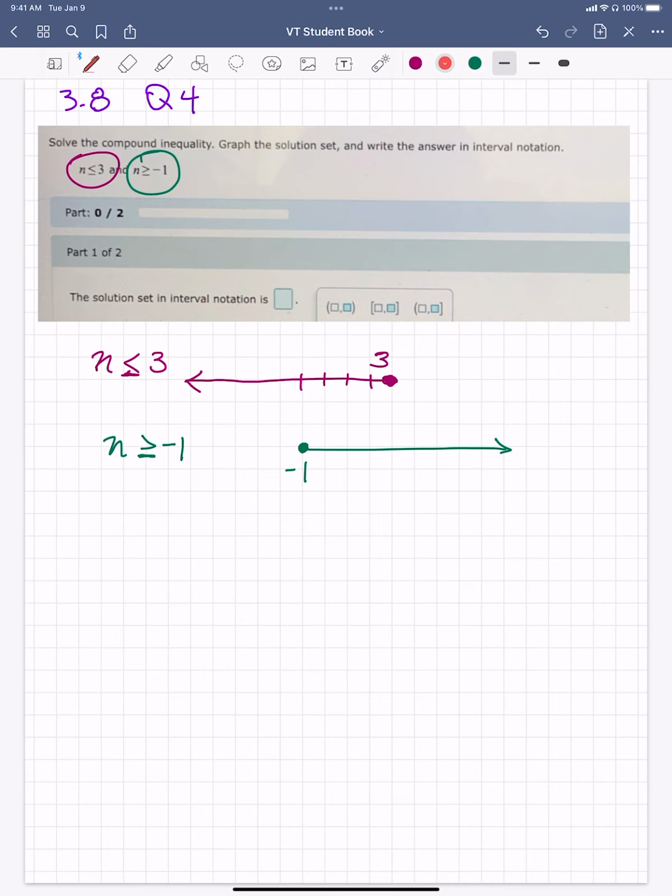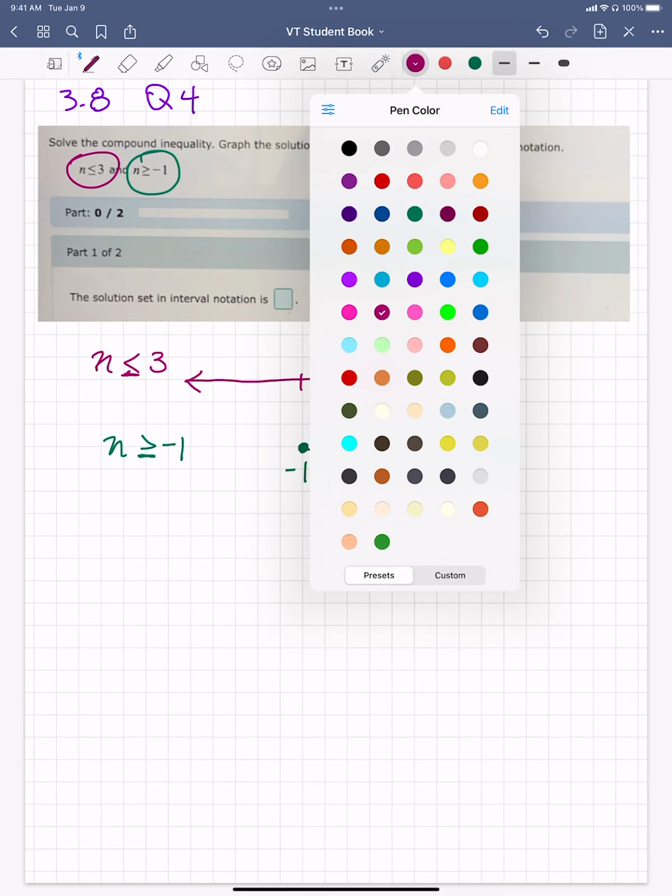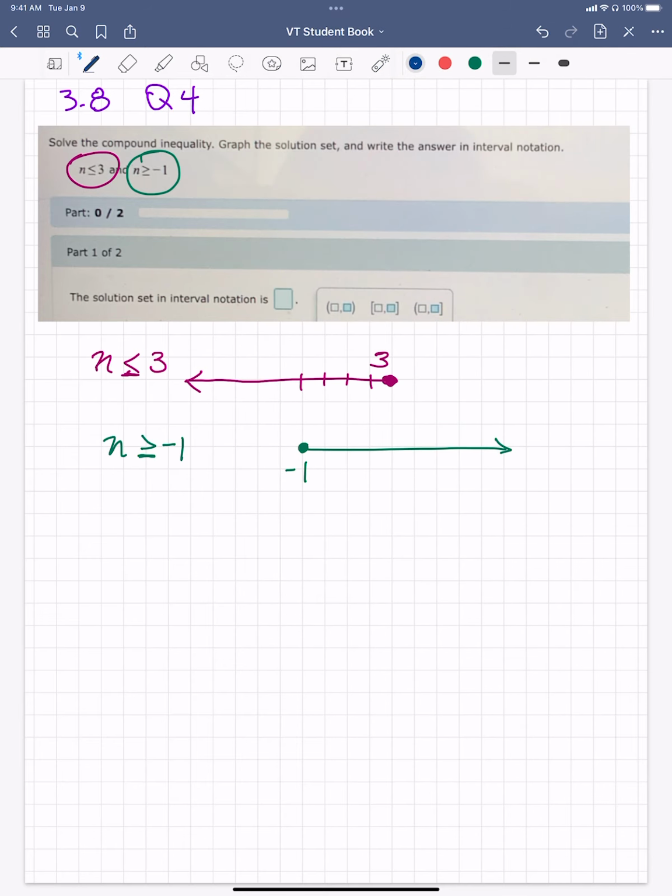And then to write that in interval notation, essentially we know that our lower bound is -1 and the upper bound is +3. And because they are including these points, we're going to use the square brackets to represent that in interval notation.